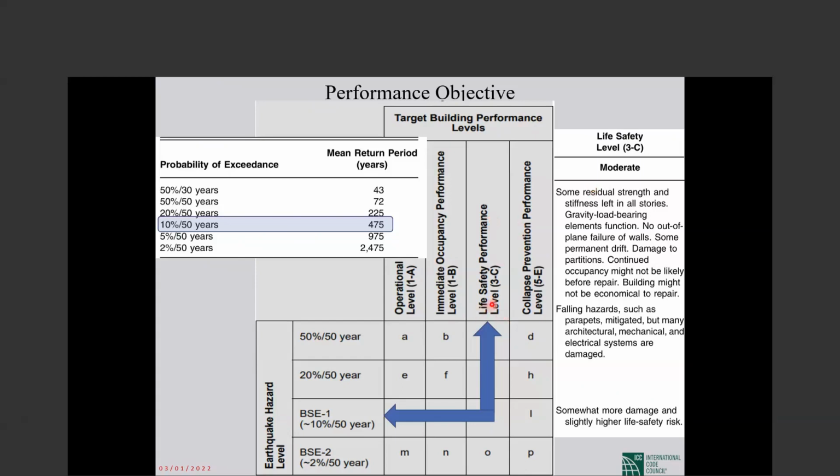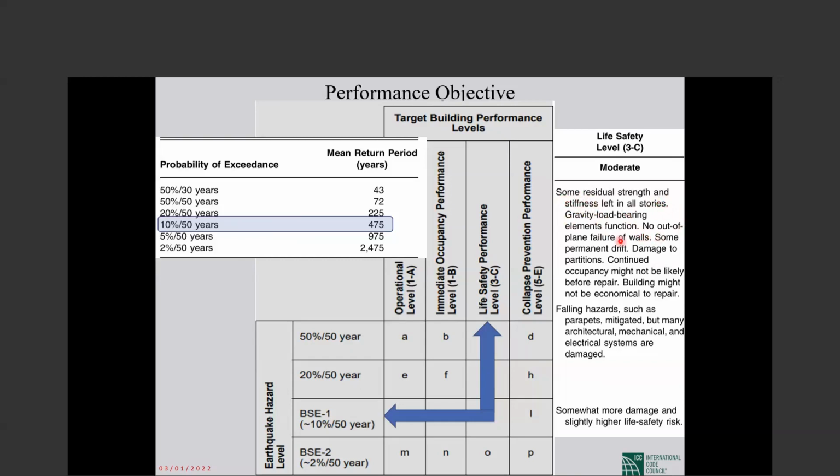So there are acceptance criteria, quantifiable. For example, for life safety, what is life safety again? When we say that after an earthquake, if you go and visit a building and this is there, we say that it performs life safety. Some residual strength and stiffness left in all stories. Some residual gravity load bearing elements function. So fortunately, it has not collapsed.